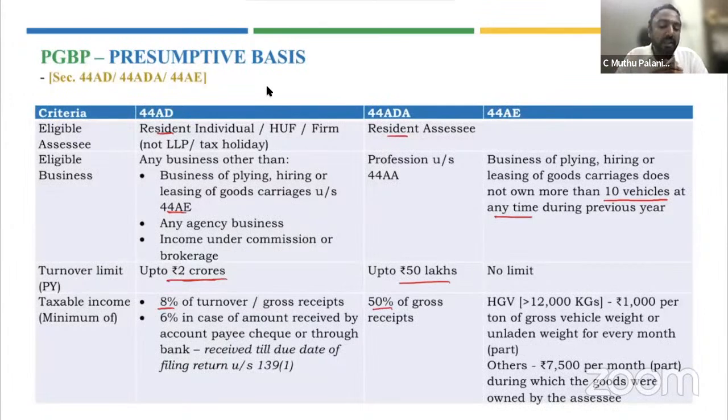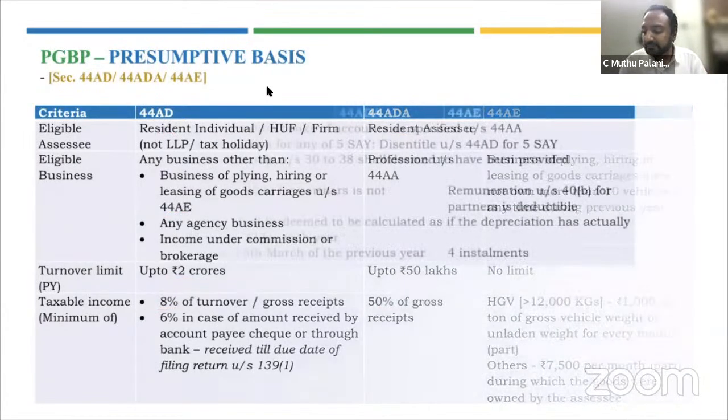And what about 44AE? We said there is no turnover limit. It is based on the number of vehicles. So what you're having is a heavy goods vehicle. Heavy goods vehicle represents a vehicle of more than 12,000 kgs. For that, it is 1,000 per ton of gross vehicle weight. And for any other vehicle, it is 7,500 per vehicle per month. So that is what is covered.